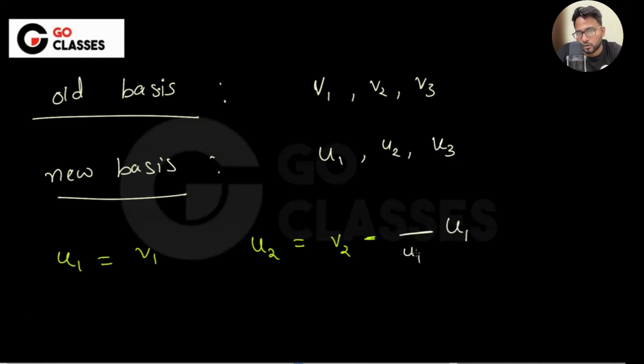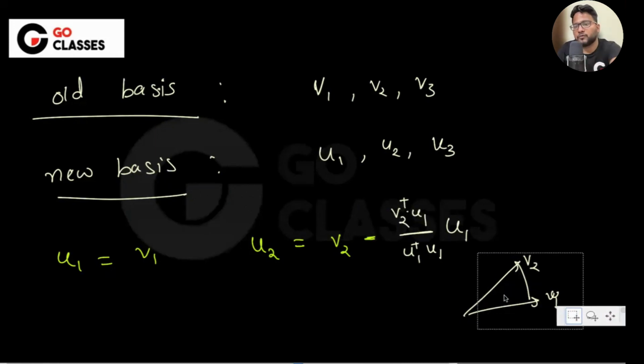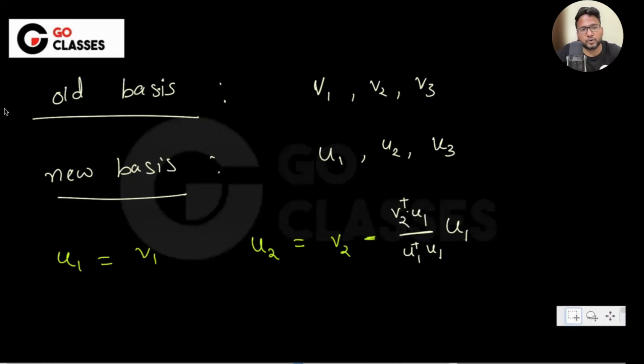This is u1 over u1 transpose u1, and then the projection of v2 on u1, which means if this is v2 and u1 you have already taken, right? So you will be writing v2 transpose u1.